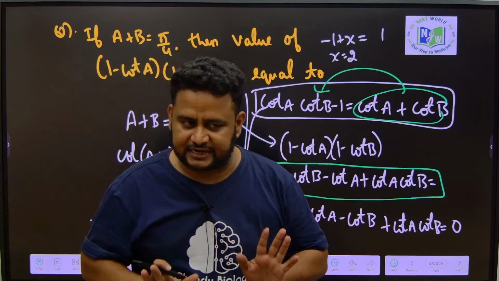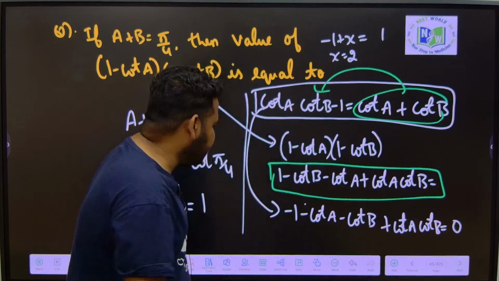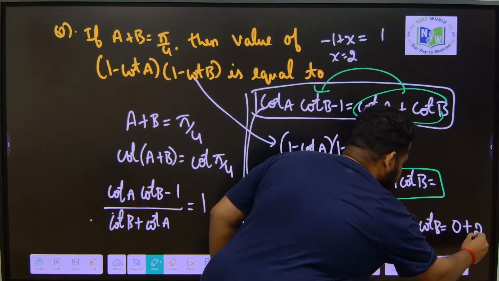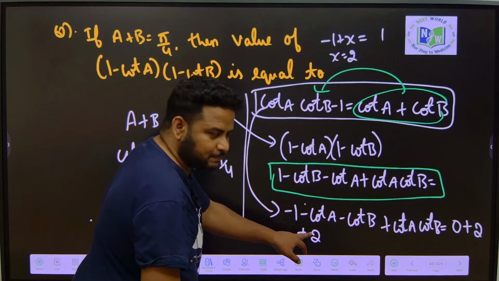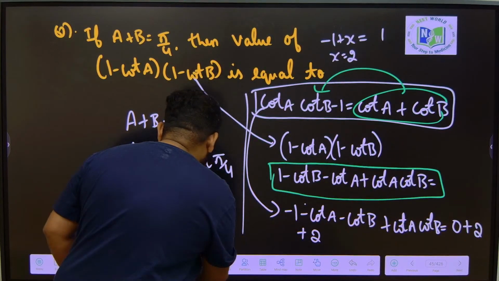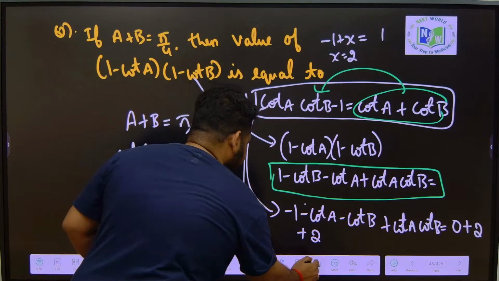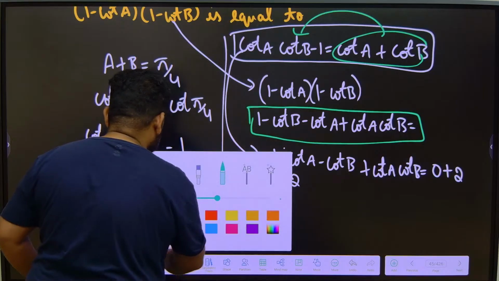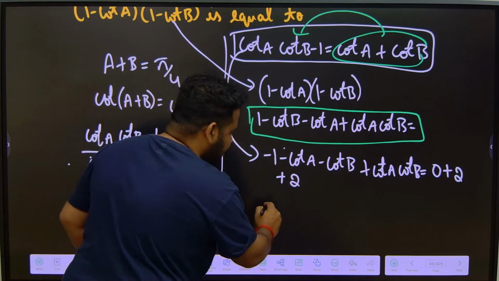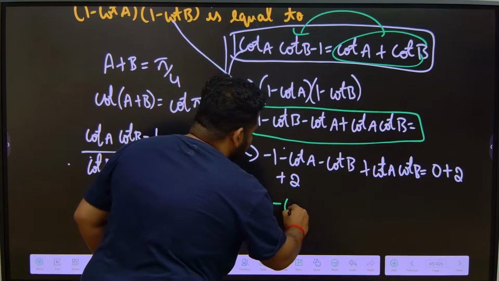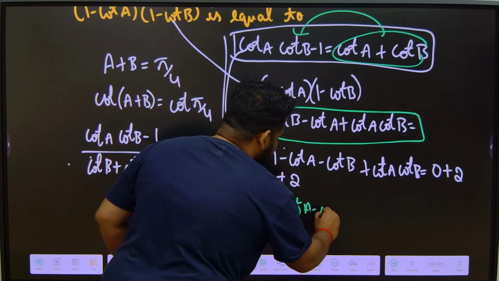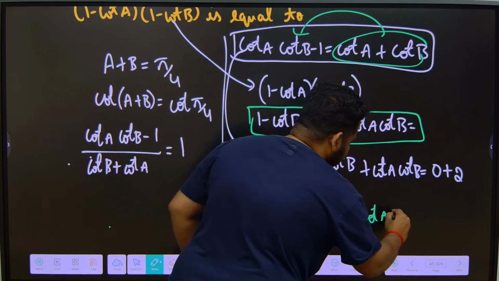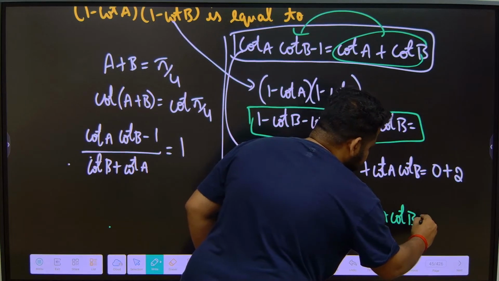So let us add 2 to both sides. If I add 2 here, here also it will become plus 2. So this will become minus 1 plus 2, which is 1. So this entire thing will become 1 minus cot A minus cot B plus cot A into cot B is equal to 2.